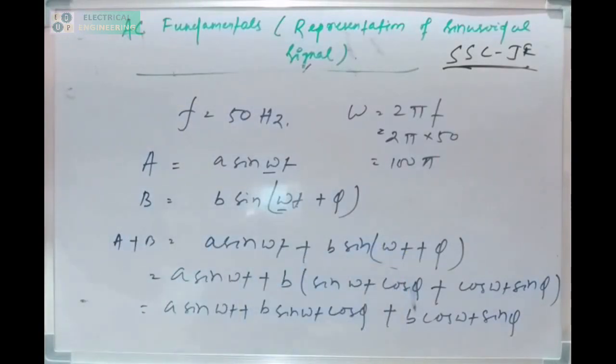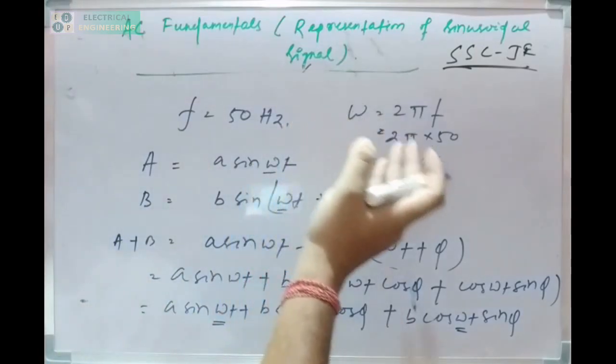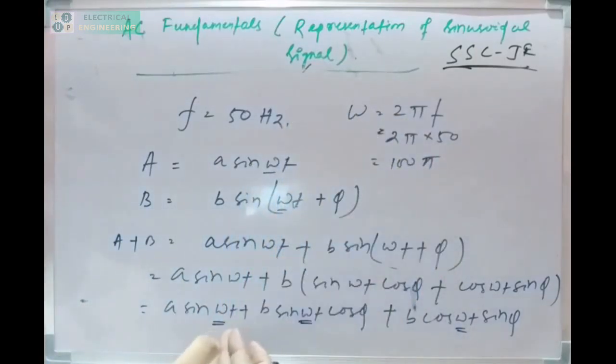But what is the important point here? You can see omega is not being changed. Omega is remaining constant. If the omega value is 100 pi, then everywhere it is 100 pi. Okay, so by adding two waveforms or two sinusoids, the same frequency will not be affected. Right? One more short concept I'll give you.